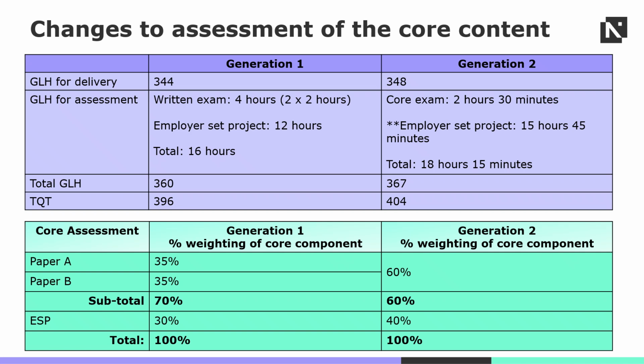So this slide summarises the structure and weighting changes. We can see that the core exam has changed from two 2-hour papers and is now one 2.5-hour paper. And the overall weighting of the exam has also changed and is now worth 60% of the core rather than the 70% that it was in Generation 1.